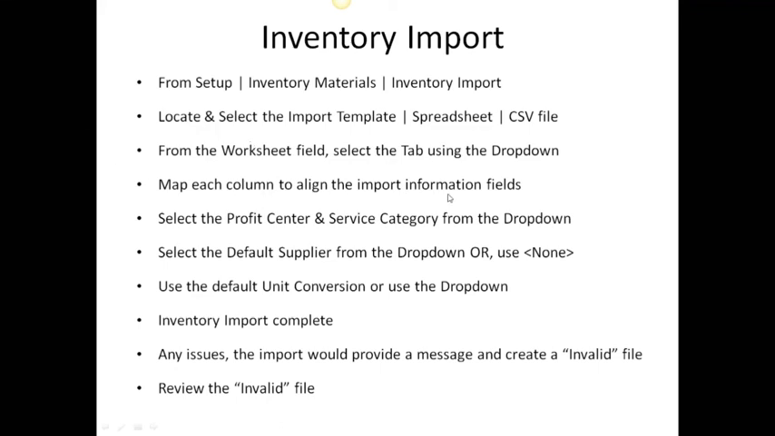Map each column to align the import information. Select the profit center and service category from the drop-down list. Select the default supplier from the drop-down, or use none and update it later. Use the default unit conversion, or use the drop-down if it's a different conversion. Inventory import is completed. If there were any issues, the software will tell you that it's created an invalid file, and we strongly encourage you to review the invalid file to find out what information did not get imported.